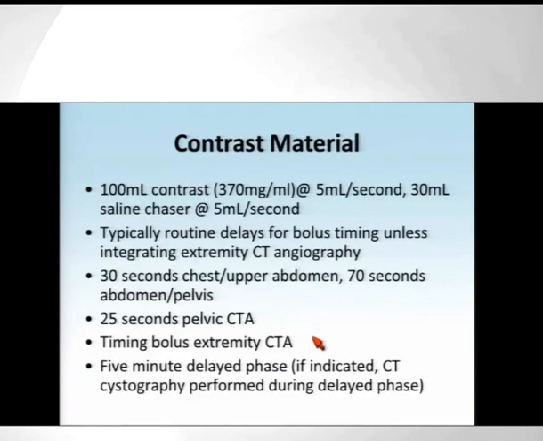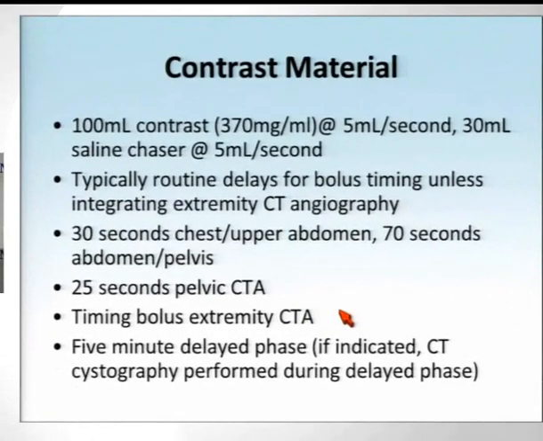At our institution, we routinely use 100 milliliters of intravenous contrast, 370 milligrams per milliliter, injected at a fairly high rate. And we usually use routine delays for our IV contrast bolus timing, unless we're integrating extremity CT angiography. And I'll go into this in a little bit more detail in those specific sections. But we use a routine delay of 30 seconds for our chest and upper abdominal imaging, a 70-second delay for the conventional portal venous phase of the abdomen and pelvis.